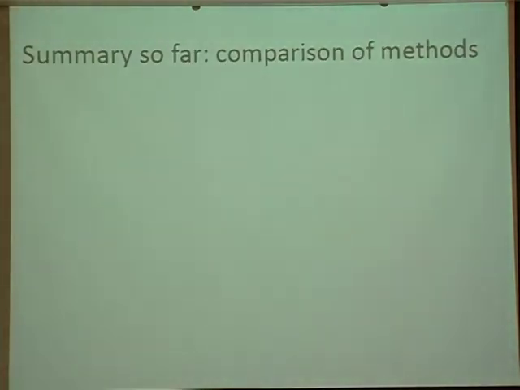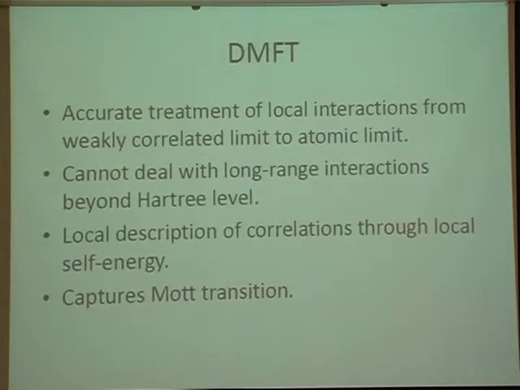And let me just give you a very short summary of what we have seen so far, just to put things in perspective. Very easy, 5 slides. This is what you actually know already. What are the different methods that we have analyzed until now? What do they do? So the usual DMFT was advocated to you as treating any strength of correlations. That's a nice thing, but it cannot really deal with long-range interactions, but has a nice description of all that is local through this local self-energy, and by this mechanism captures the Mott transition.